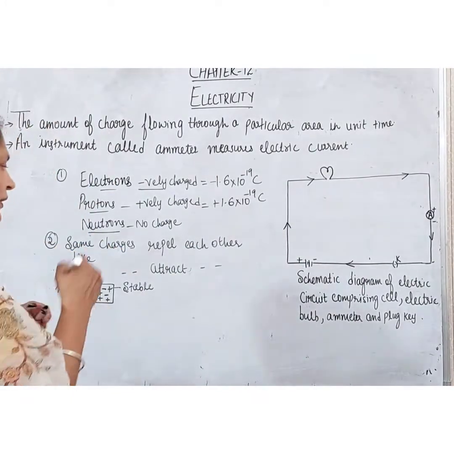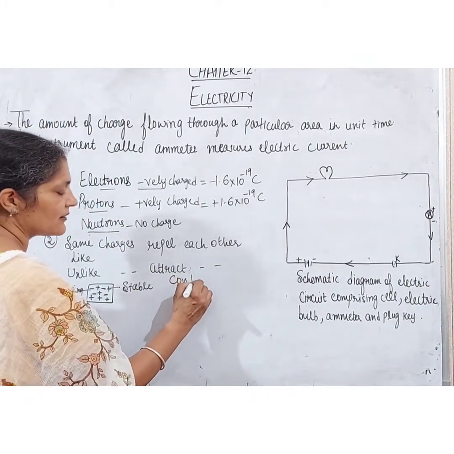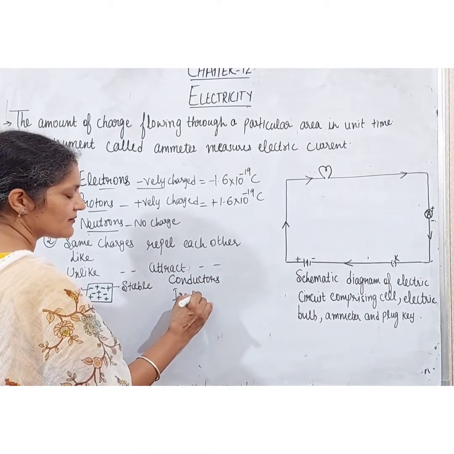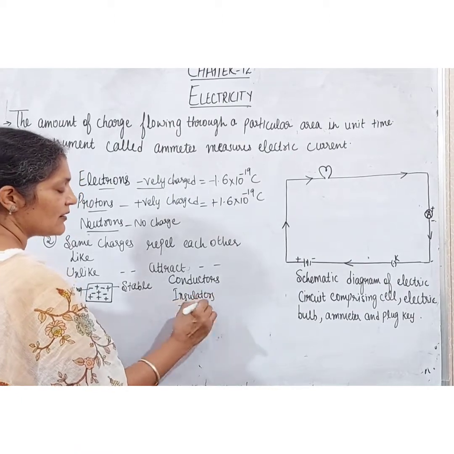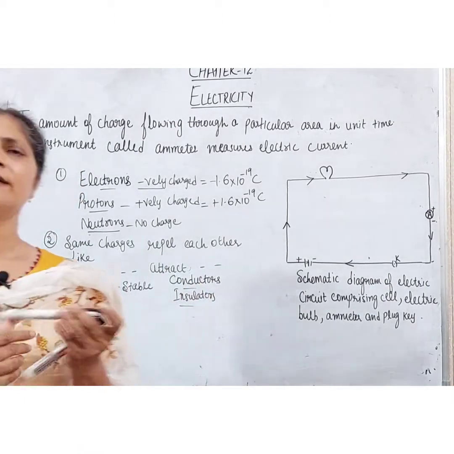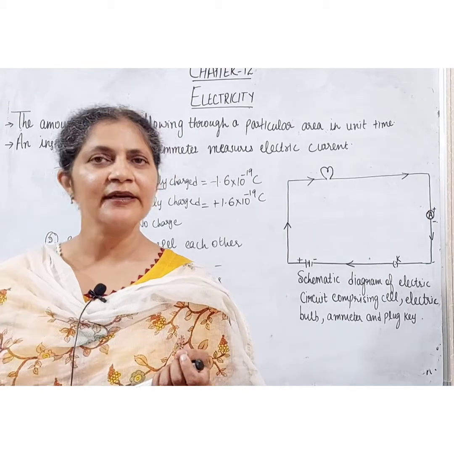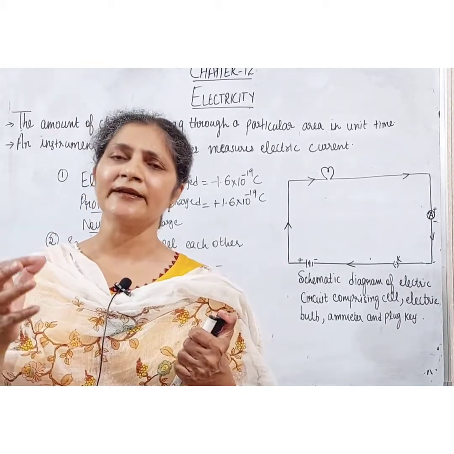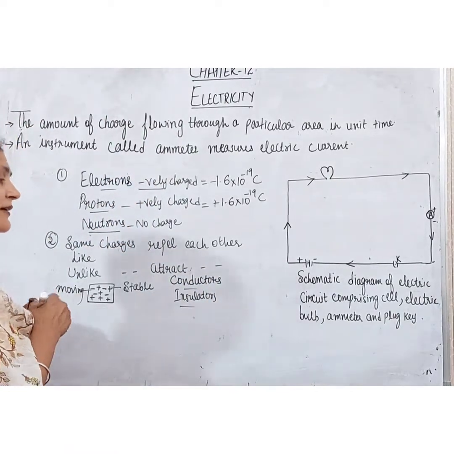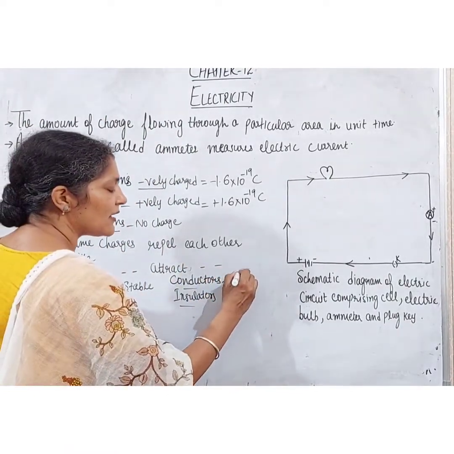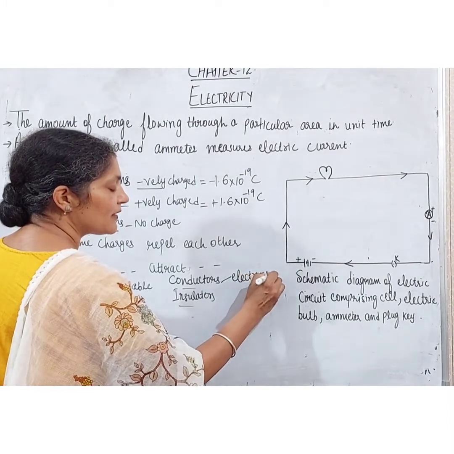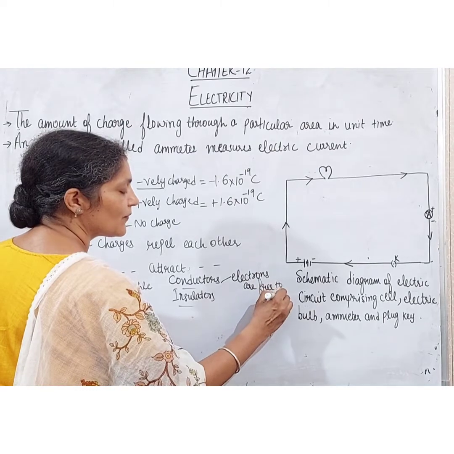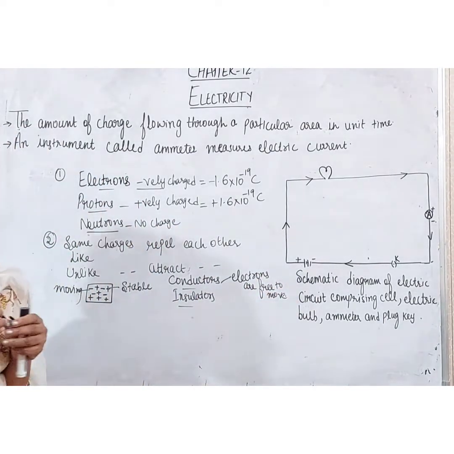Now we always talk about the conductors and insulators. Now students, what are conductors? Those in which electric current can flow. In insulators, electric current cannot flow. But what is the scientific meaning of conductor? In conductors, electrons are free to move. So electric current can pass through it.